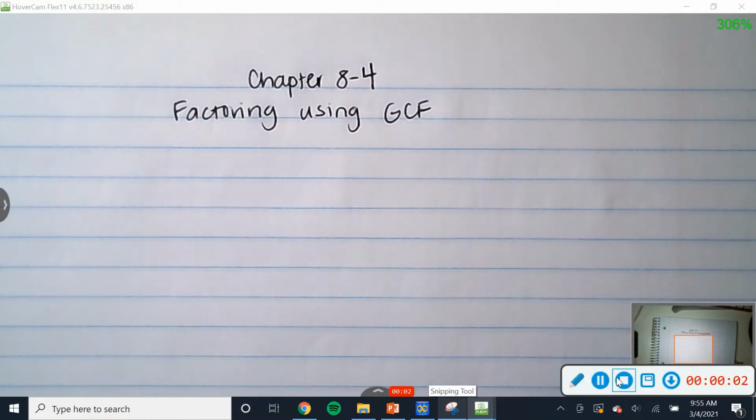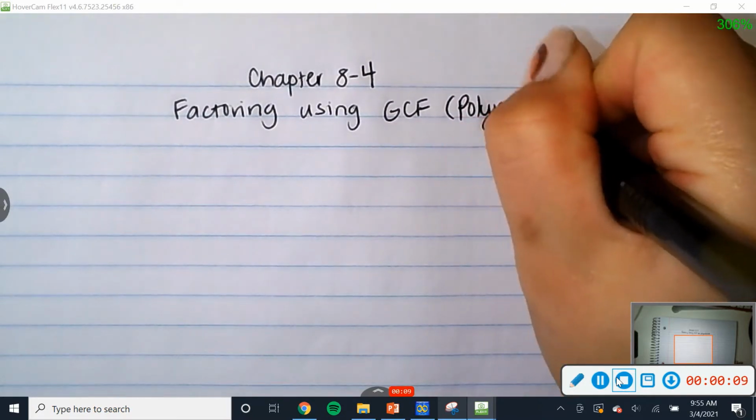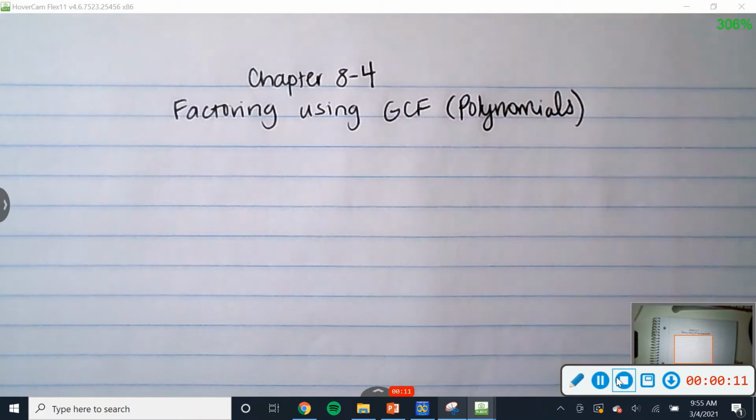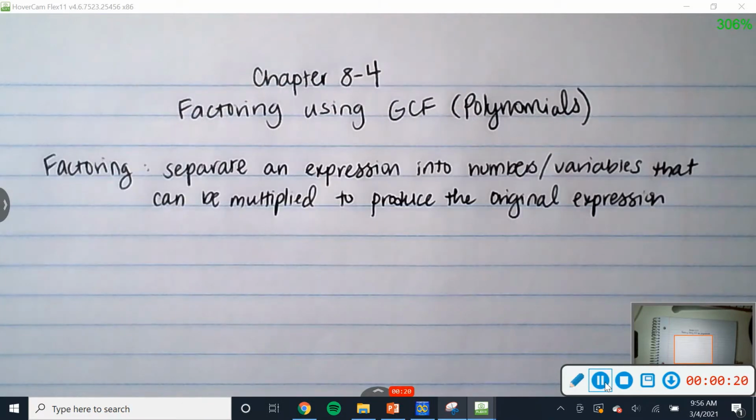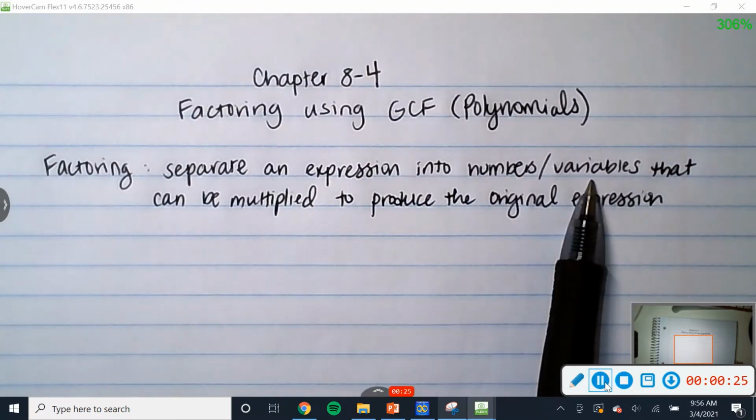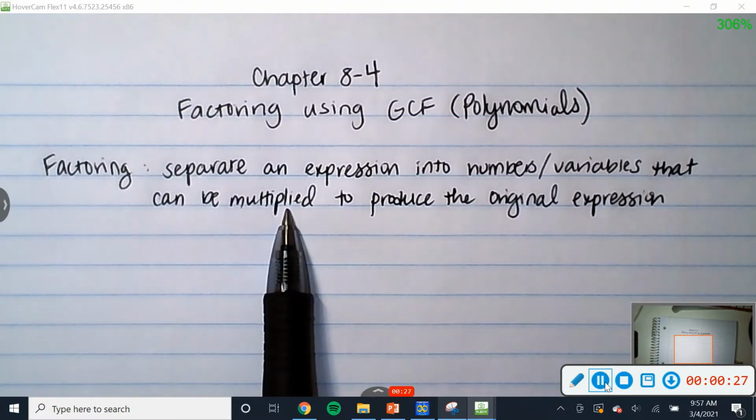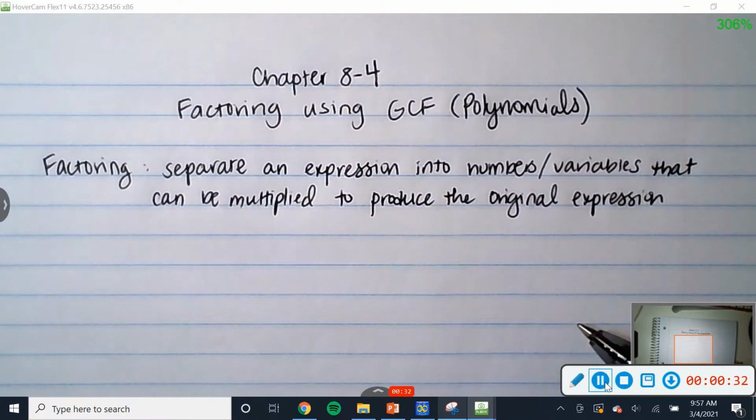So today we're going to be talking about factoring using GCF for polynomials. The first thing we're going to do is just talk about what factoring is, what our definition of factoring is. Here is the definition of factoring. Factoring is when we separate an expression into numbers or variables that can be multiplied to produce the original expression. We will take a look in a second at what this looks like.